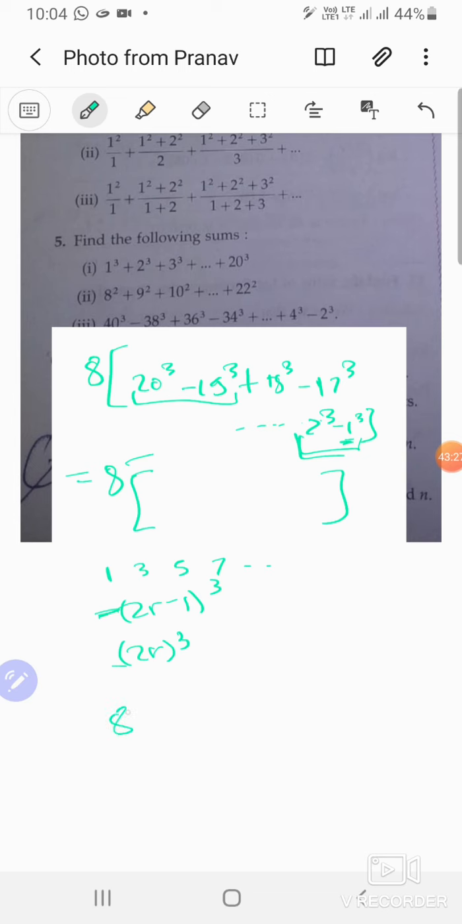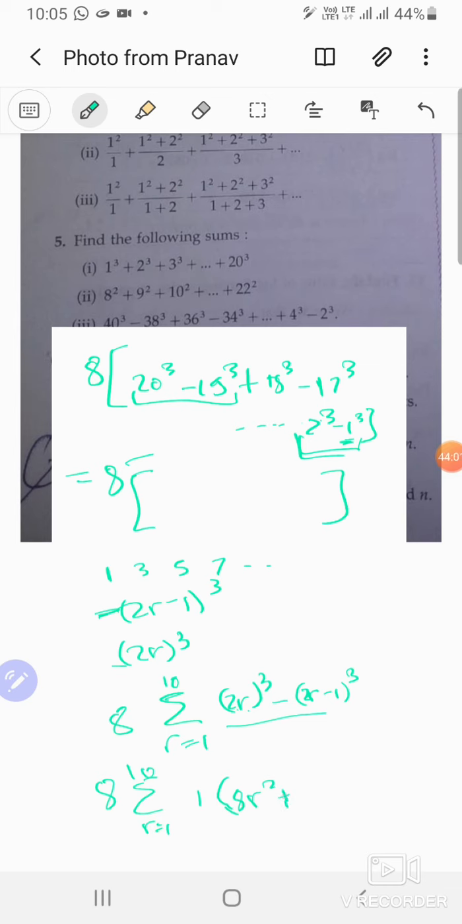So you got 8 times the summation from R equals 1 to what? To 10, of (2R) cubed minus (2R minus 1) cubed, right? We can do that easily. It's just going to be a quadratic expression, and then it's doable, right? So if you use the difference of cubes, you have 1 times the square of this guy, which is 4R squared, plus the square of this guy.